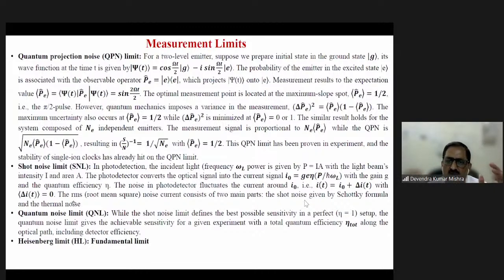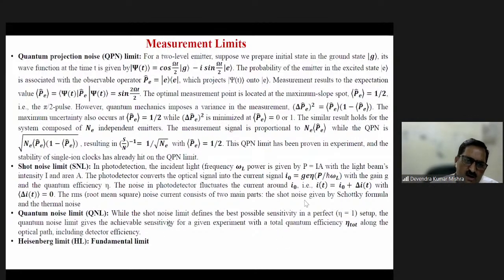The root mean square noise current consists of two main parts. The first one is shot noise, which is given by the Schottky formula, and the second one is thermal noise. In detail, we are not going to discuss it here. Next one is the quantum noise limit. While the shot noise limit defines the best possible sensitivity in a perfect case where eta is equal to 1, the quantum noise limit gives the achievable sensitivity for a given experiment with a total quantum efficiency eta total along the optical path, including detector efficiency.